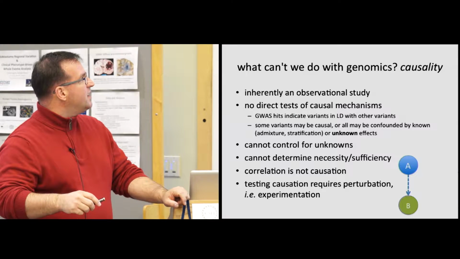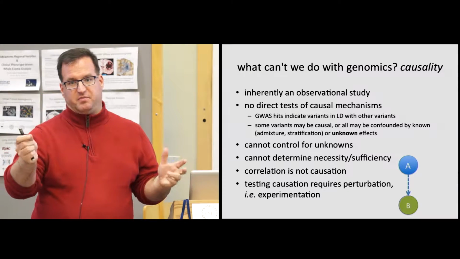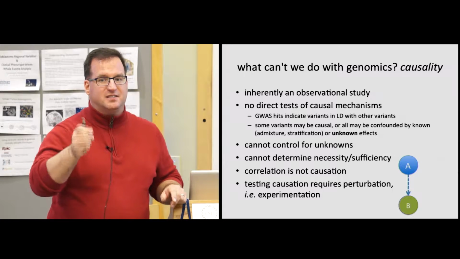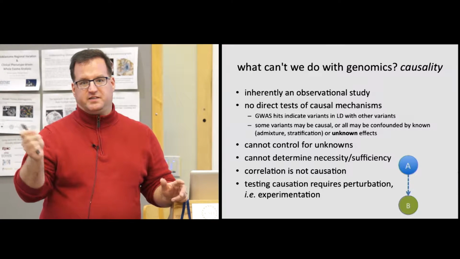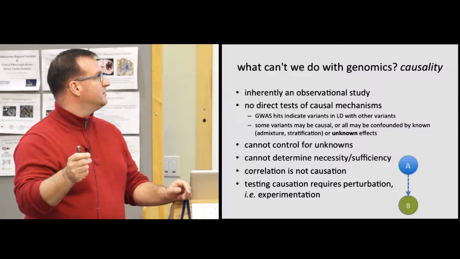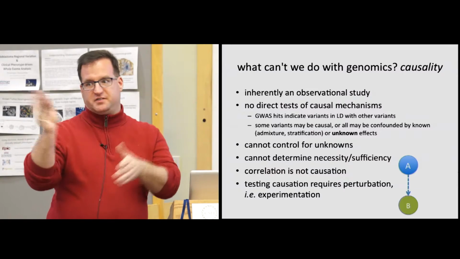So, for example, in GWAS, when you get a SNP that is a hit, that SNP is not necessarily the causal variant of the phenotype that you were analyzing, but it is a signal that, hey, there's stuff going on here.